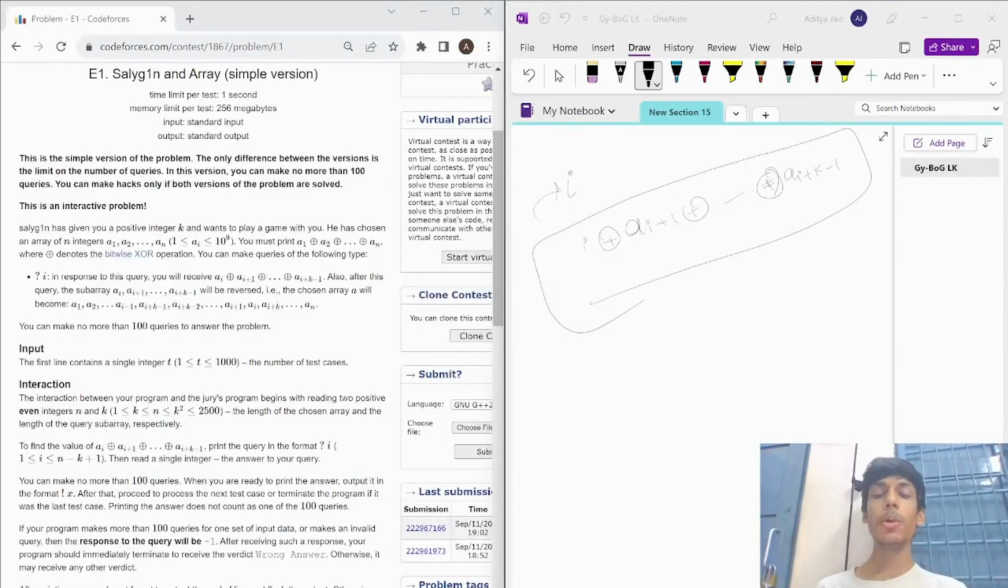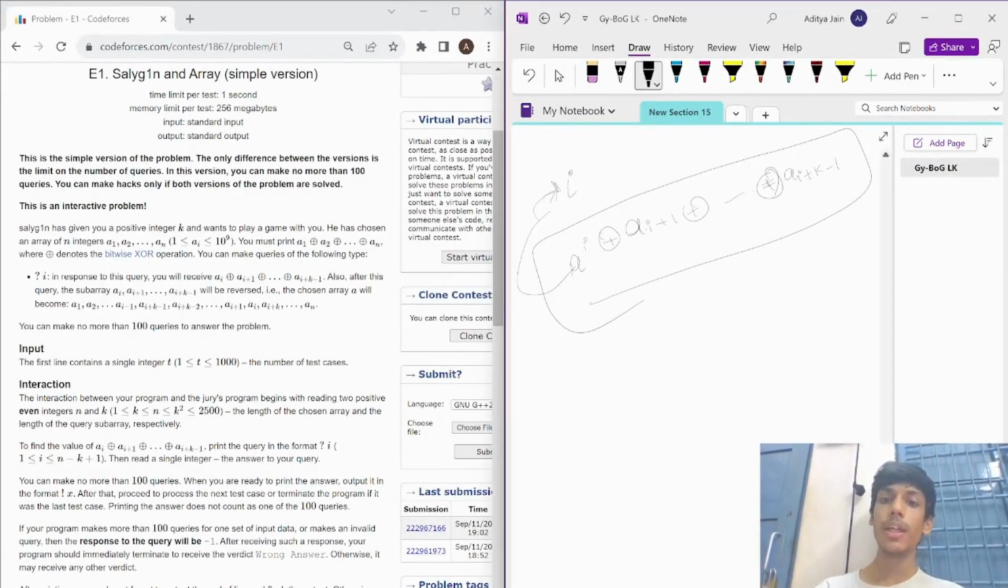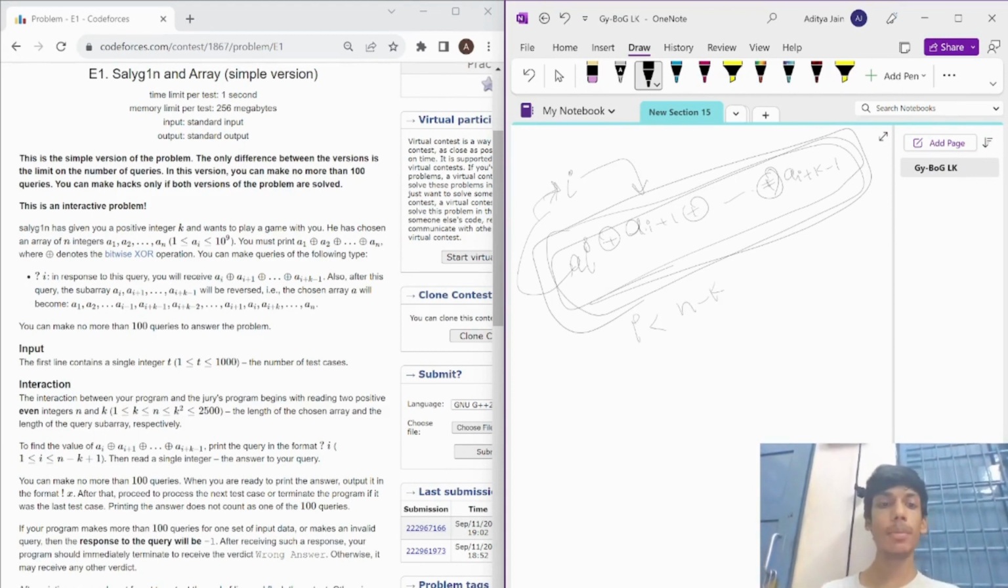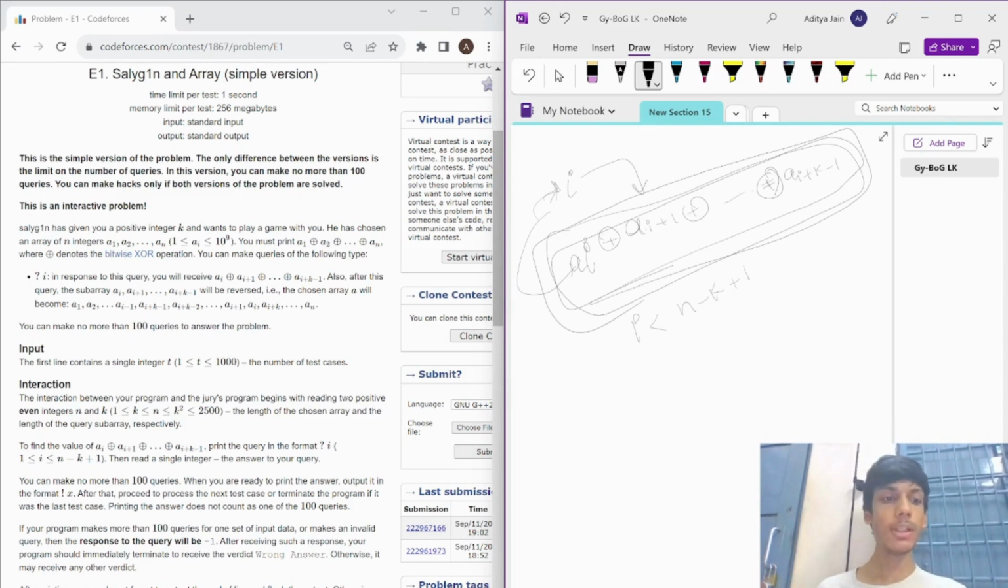In response, you will get the XOR of ai up to ai+k-1. This is the query. Clearly, i should be less than or equal to n minus k plus 1. This is because if i is greater than n minus k plus 1, then you can't have k elements after it. You should have k elements after it. That's why i has to be at most n minus k plus 1.